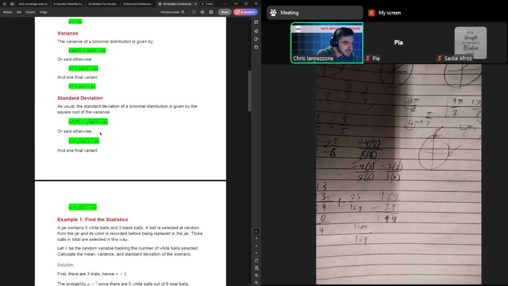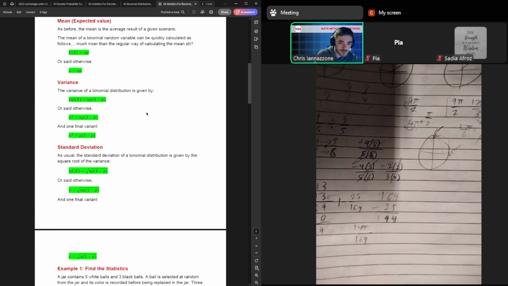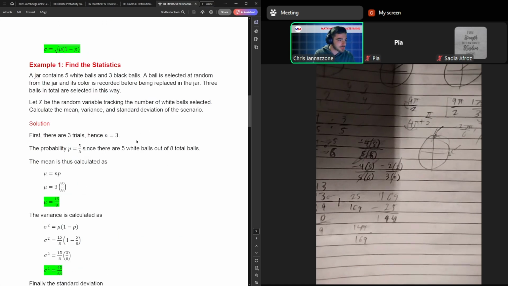These are actually a lot faster than the other ones. So you'll see statistics are pretty quick. You're pretty much only ever multiplying n and p as far as when you're solving a few things. So not so bad. So for example here, we've got another jar experiment, 5 white, 3 black.